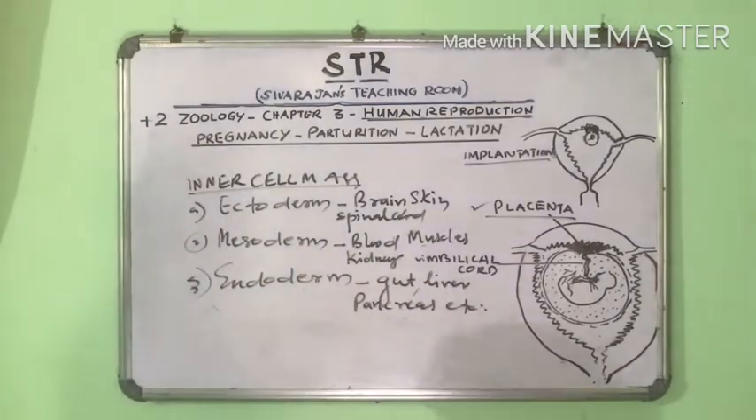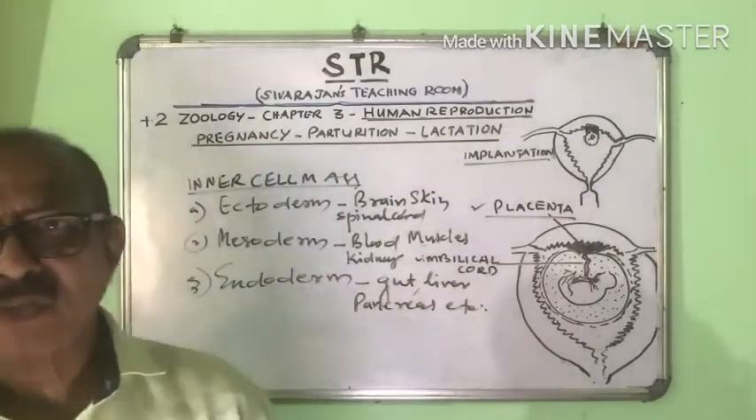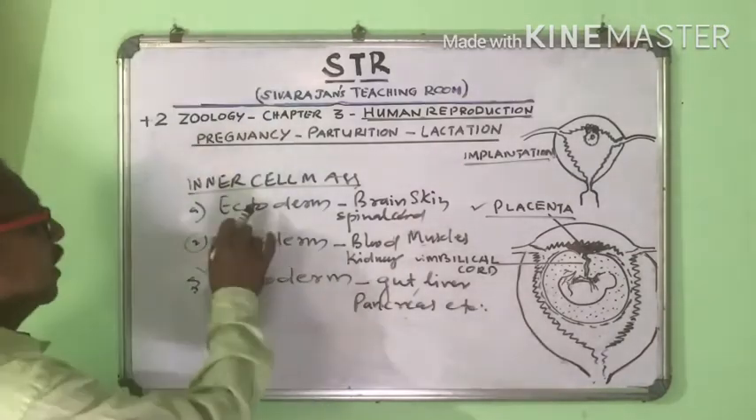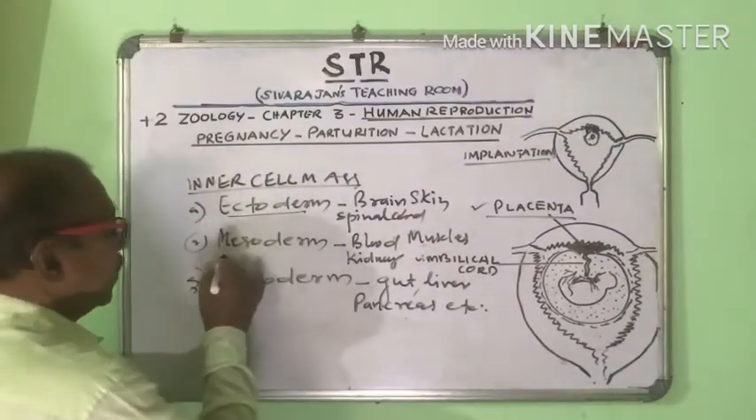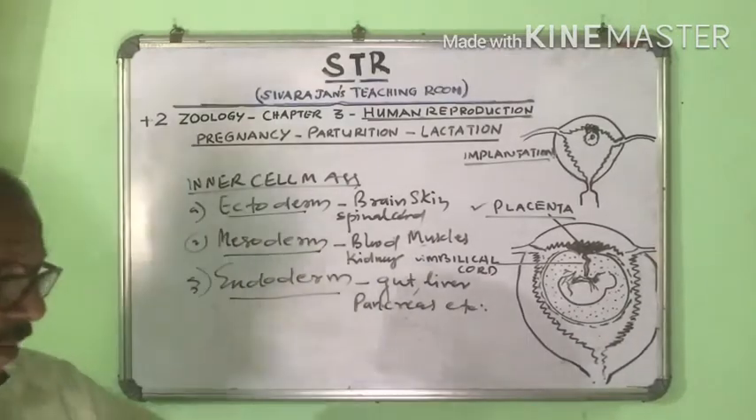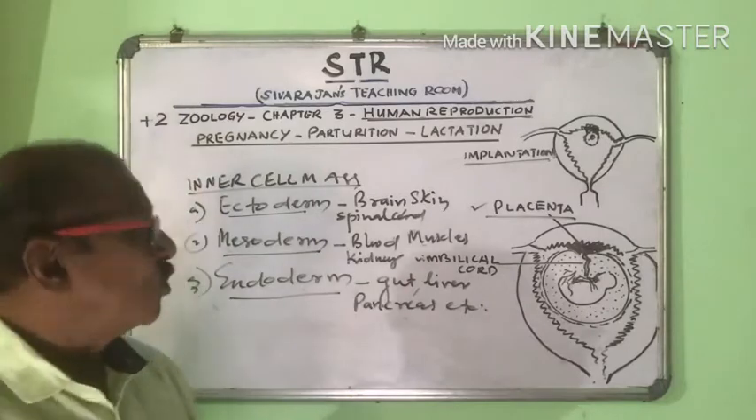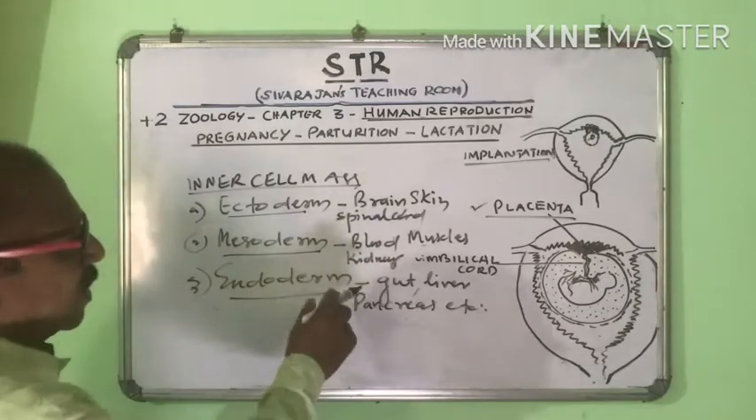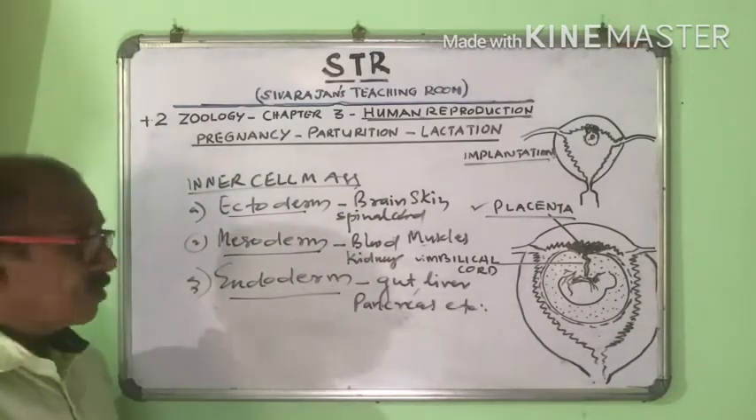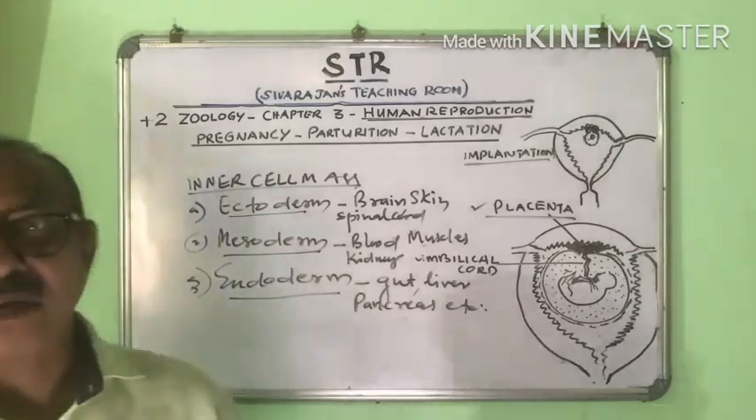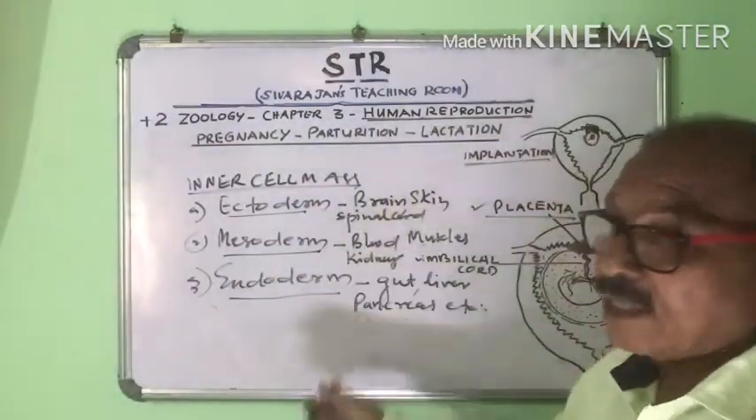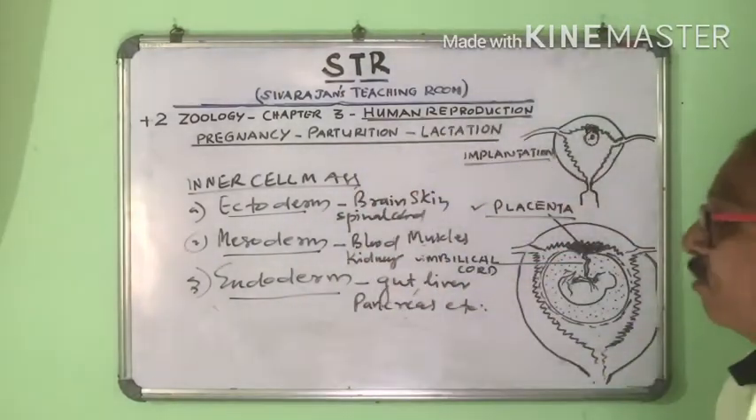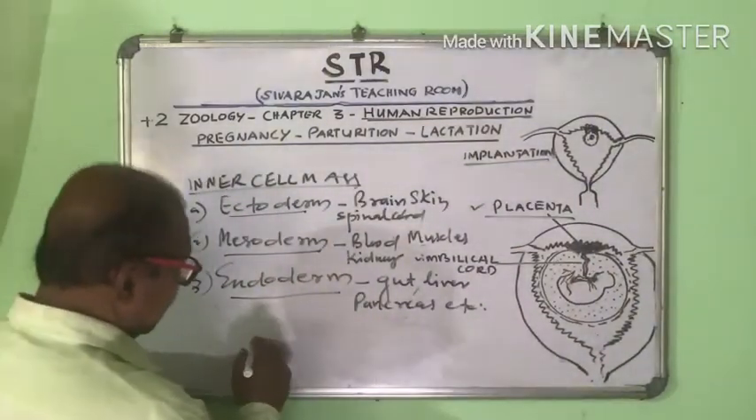So after implantation, the inner cell mass in the blastocyst multiplies in number and gets differentiated into 3 fundamental layers: the ectoderm, mesoderm and endoderm. The ectoderm gives rise to brain, skin, spinal cord, etc. The mesoderm gives rise to blood, muscles, kidney, etc. And the endoderm gives rise to gut, liver, pancreas, etc. And like that, all the different tissues and organs develop. It is due to the presence of special cells called stem cells.